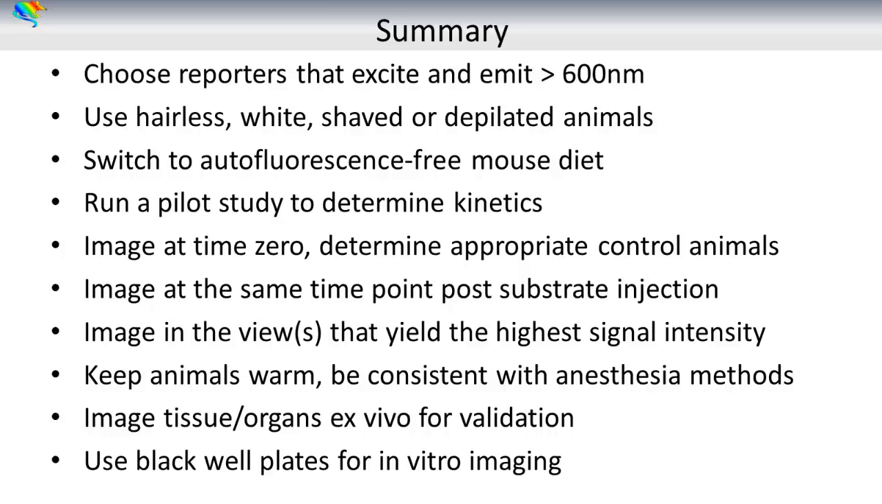Image at the same time point post-substrate injection. Image in the views that yield the highest signal intensity. Keep animals warm, be consistent with anesthesia methods. Image tissue and organs ex vivo for validation. Use Blackwell plates for in vitro imaging.